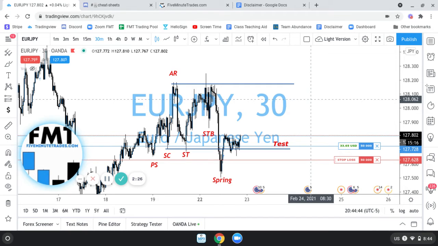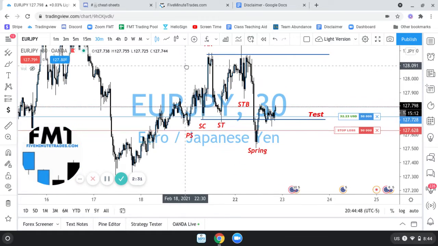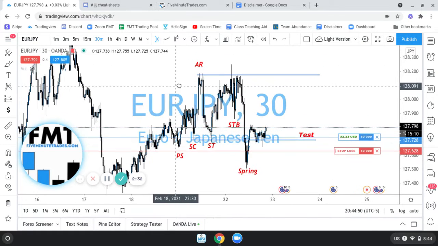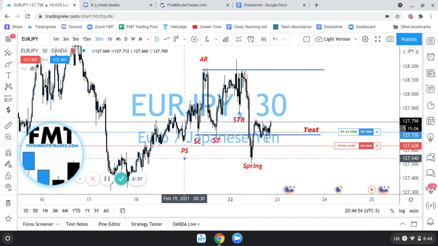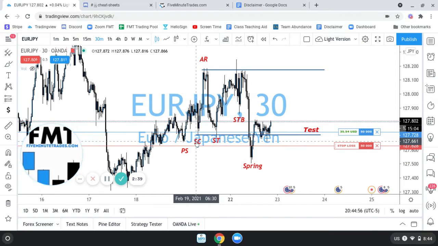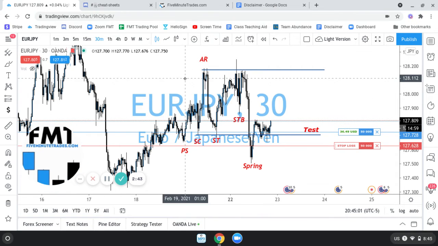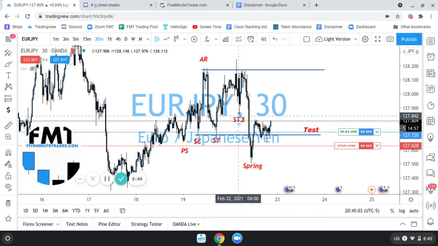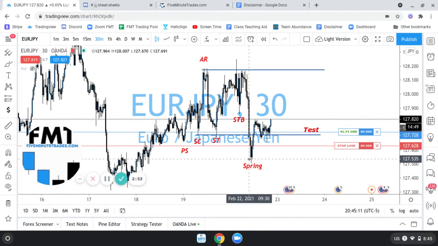So let's talk about what these terms mean. This is the accumulation setup. The way you can tell that it's accumulation is because this here, PS, stands for preliminary support. The SC stands for selling climax. The AR stands for automatic rally. The STB stands for secondary test. This stands for secondary test as well. This stands for secondary test in phase B.